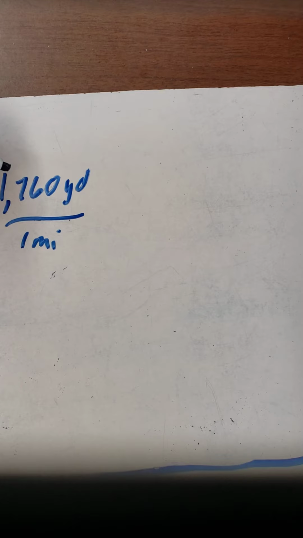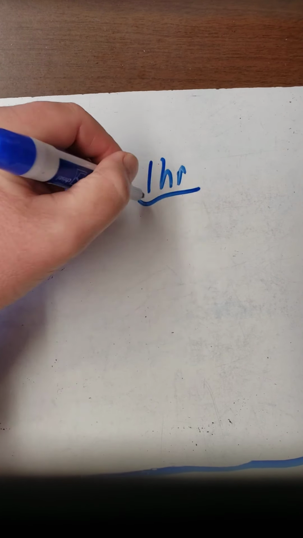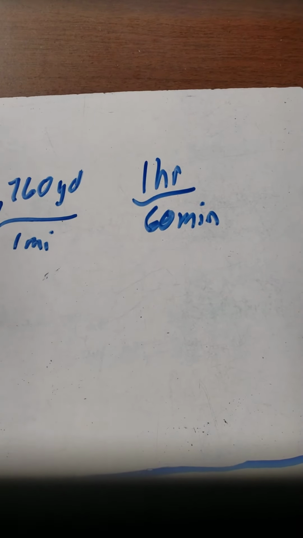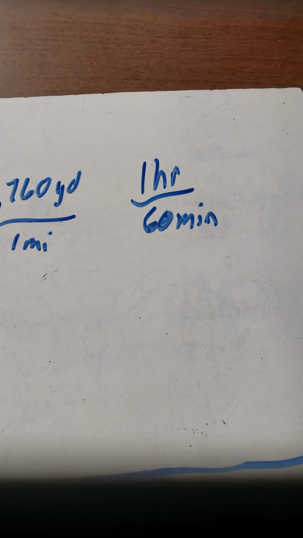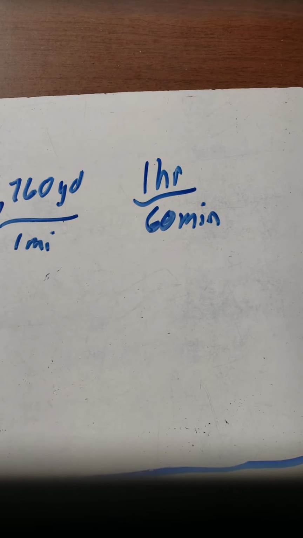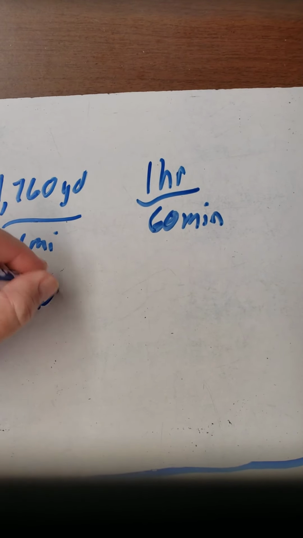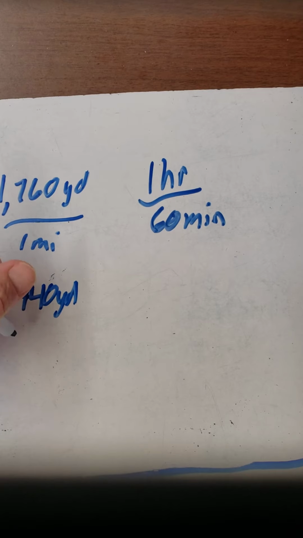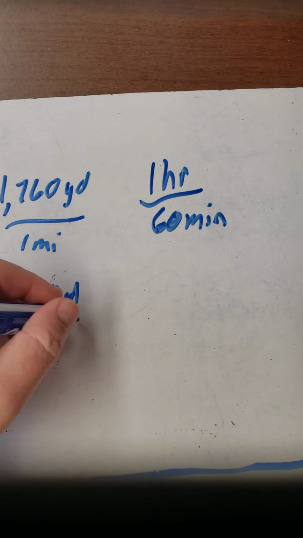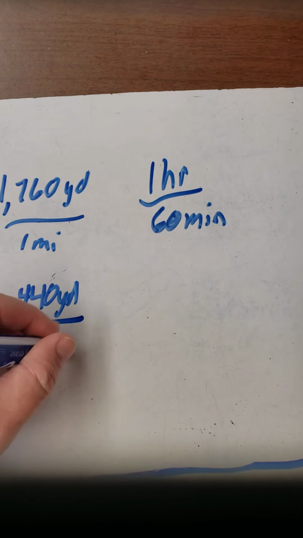Okay, we know that there's 1,760 yards in 1 mile. And you can flip that around to 1 mile over 1,760 yards. We know that 1 hour is 60 minutes. There again, you can switch it around to 60 minutes over 1 hour, as your book shows you. So she went 440 yards in 1 minute.